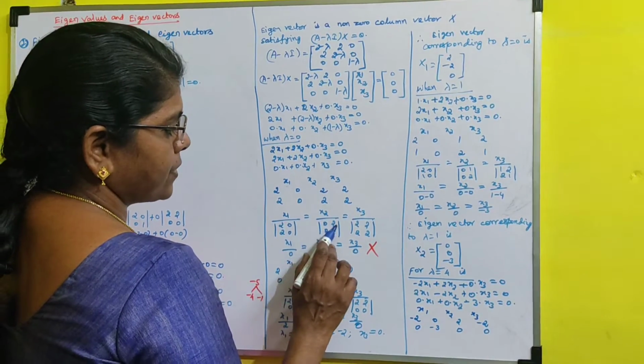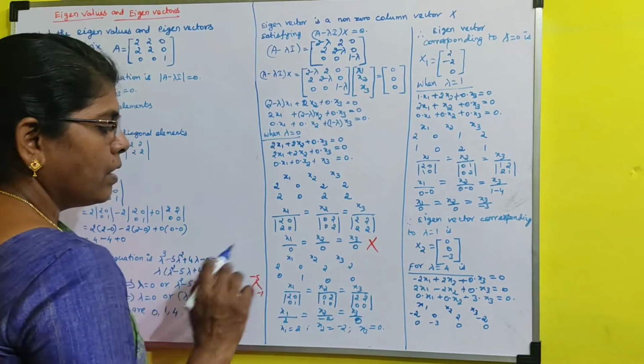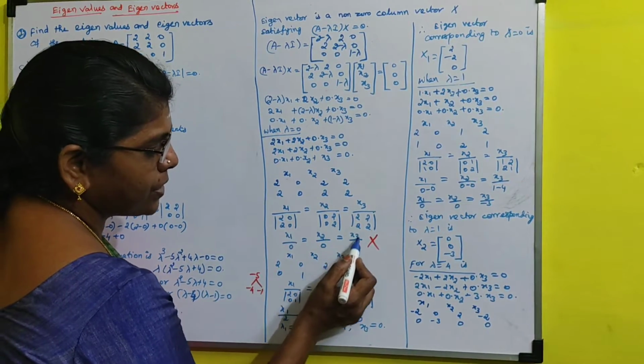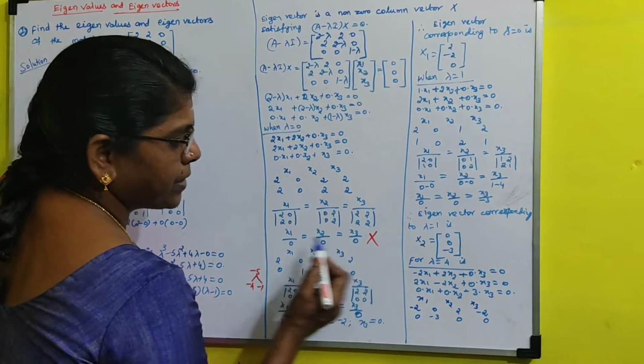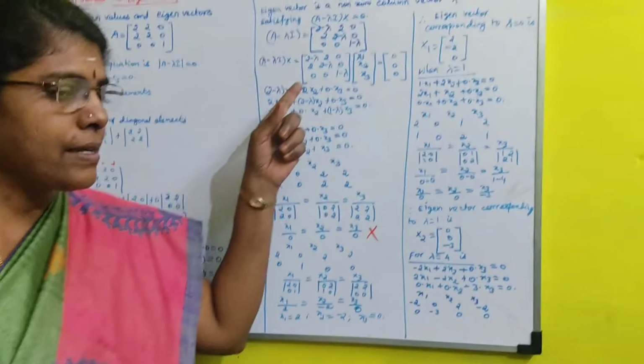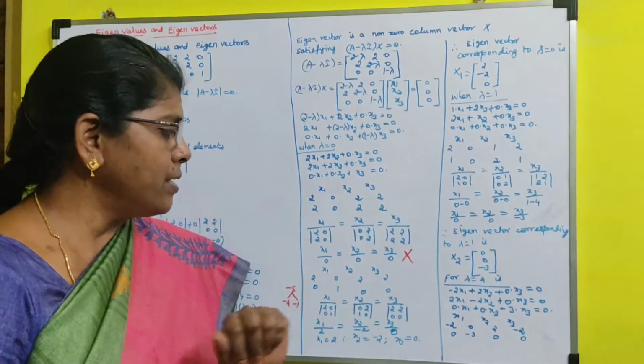Here determinant of 0, 2, 0, 2. Determinant of 2, 2, 2, 2. Now simplifying this, we will have x1 by 0, x2 by 0, x3 by 0. All three will become 0. We must have a non-zero vector. X is a non-zero vector. But here all the three values are 0.